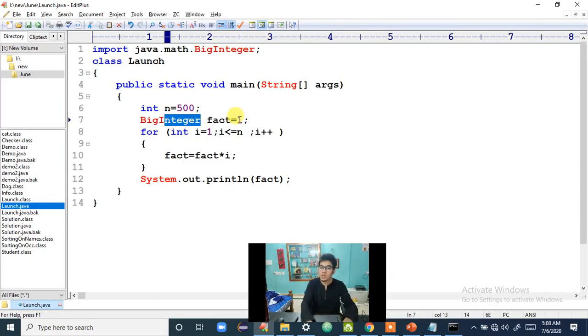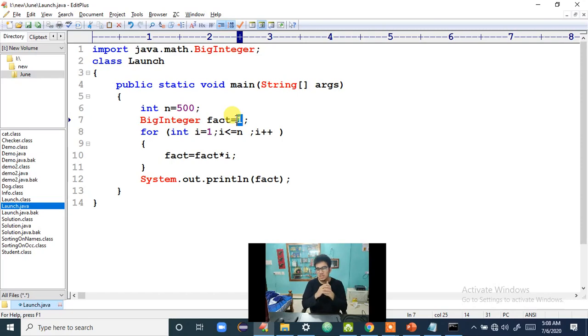Okay, so now the question is, how do you convert this 1 to big integer? How do you convert anything to big integer? That is what we need now.